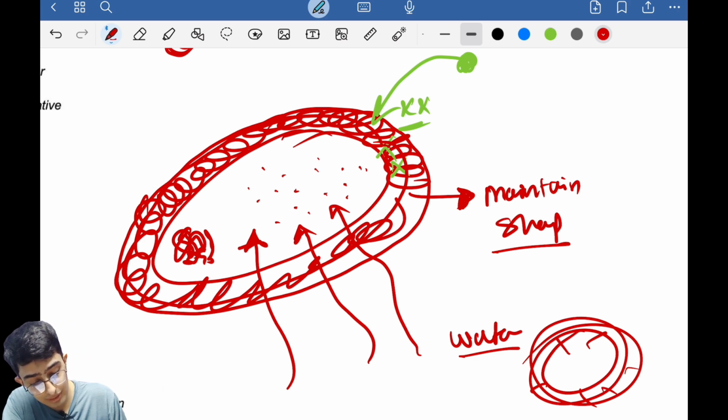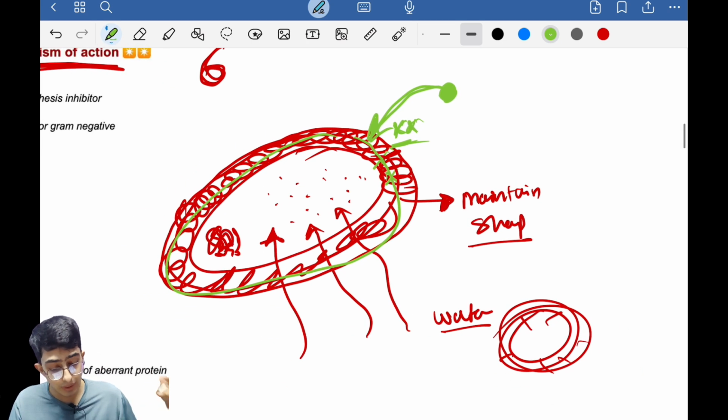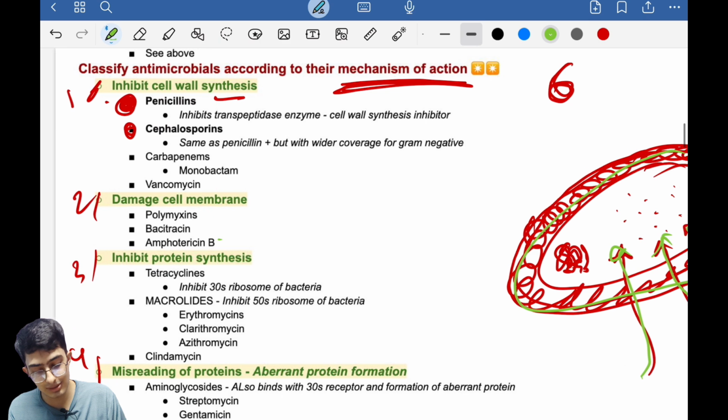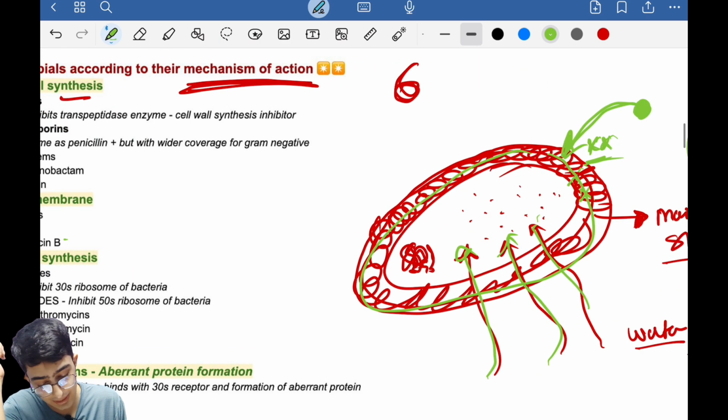So if we give this drug penicillin or cephalosporin, and it destroys the cell wall, then there is no cell wall holding the bacterial cell together. Water from outside comes inside, the cell swells up, bursts open, and the bacteria dies. So that is one mechanism of action of how penicillin and cephalosporin work.